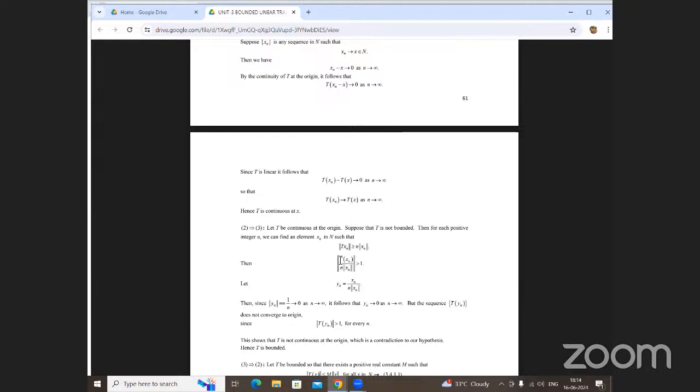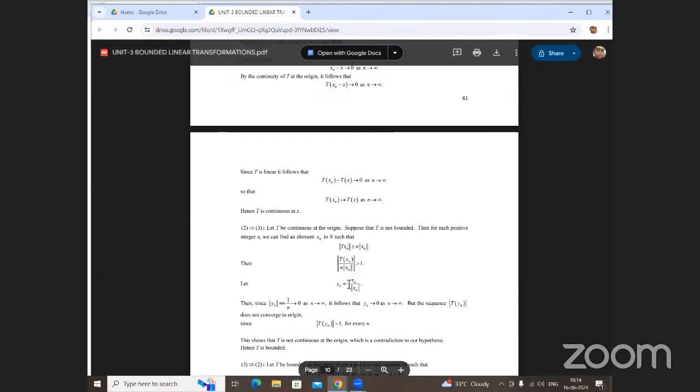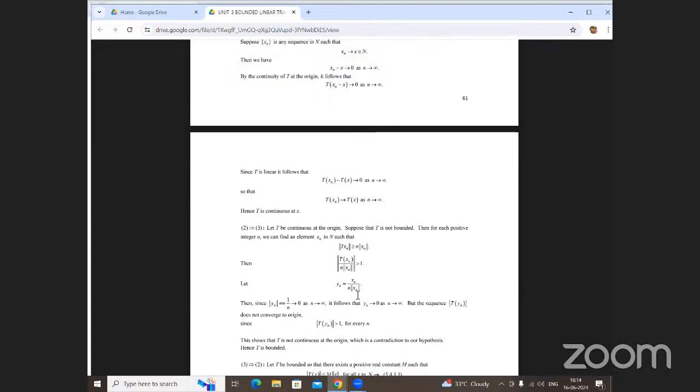So finally, norm of yn equals 1 by n. What is the meaning of 1 by n? The limit of 1 by n also converges to 0. We already established the limit nature. Now the function is 1 by n. As n approaches infinity, the limit of 1 by n equals 0.